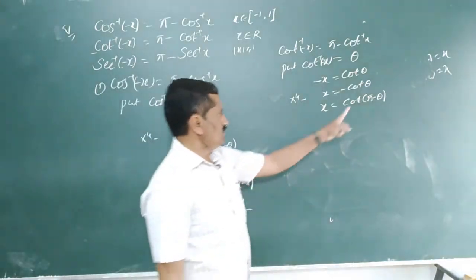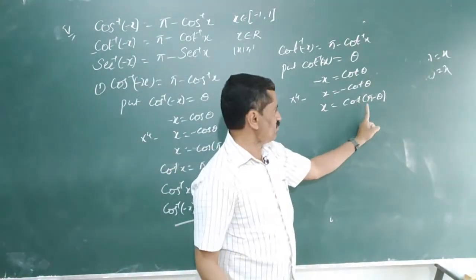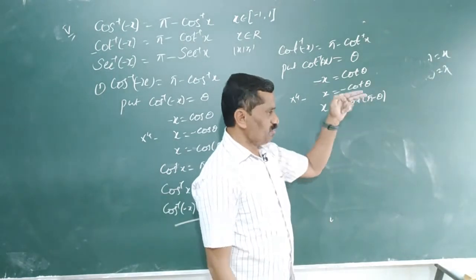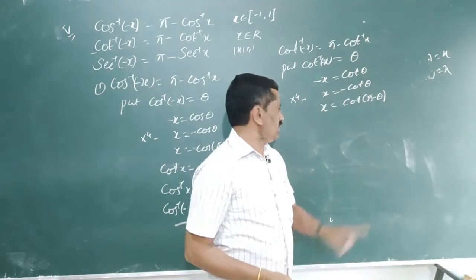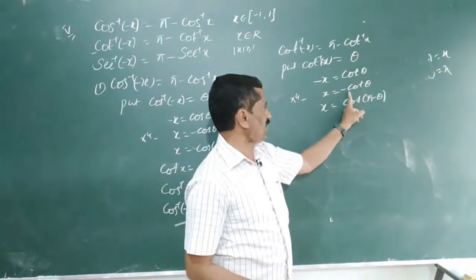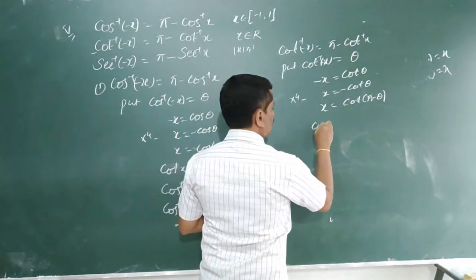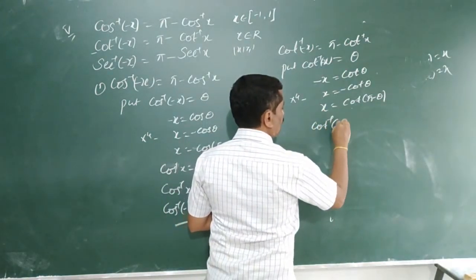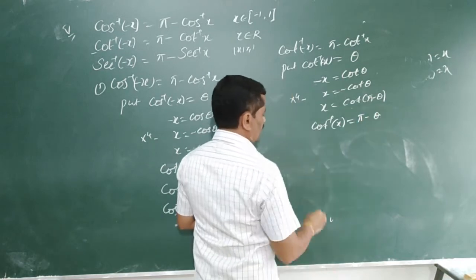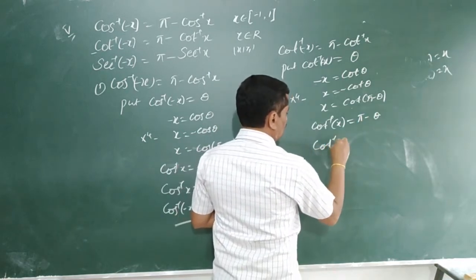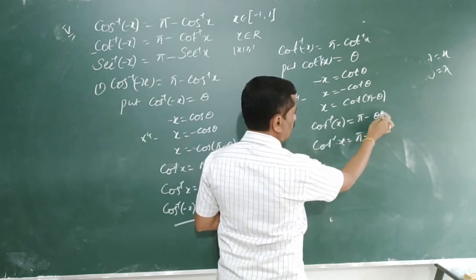You know that for pi, the value or ratio remains the same, so it becomes cot theta. Pi minus theta means it comes in the second quadrant, and in the second quadrant cot is negative. Therefore, minus cot theta. Again, bring the cot to the LHS. Therefore, cot inverse of x is equal to pi minus theta.